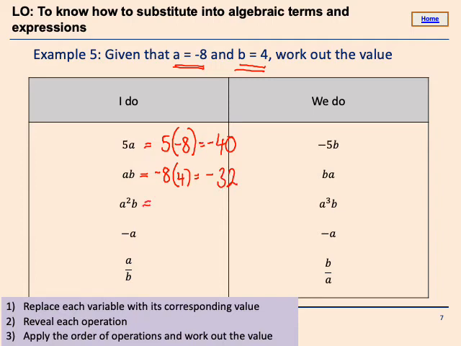For our next one, I have a squared, and the square term only corresponds to our a. So I have -8 squared times by 4. Well, this is going to test my mental arithmetic. So we have the -8 times -8 for the squared. That will give me 64. And then that 64 is being times by 4. So, and I'm eating into the we do here.